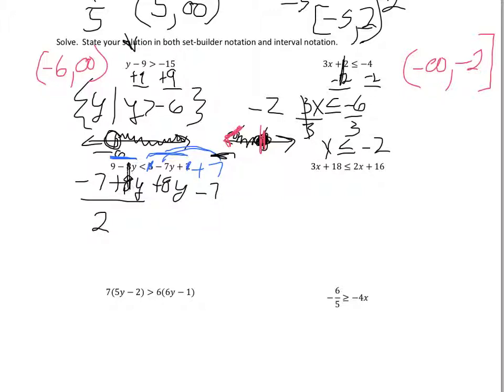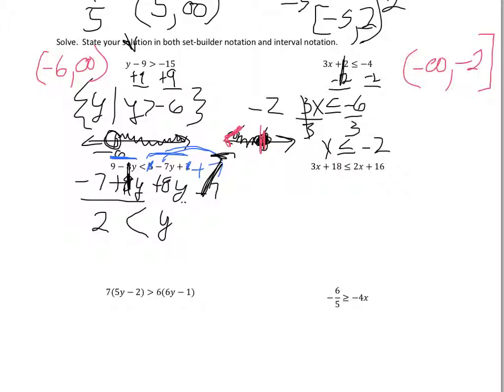Negative 8y plus 8y, we get cancellation. We're not multiplying or dividing by a negative, so we don't change the direction of the sign. Negative 7y plus 8y is a y. 7 minus 7 goes away. And notice here, we've isolated the variable.